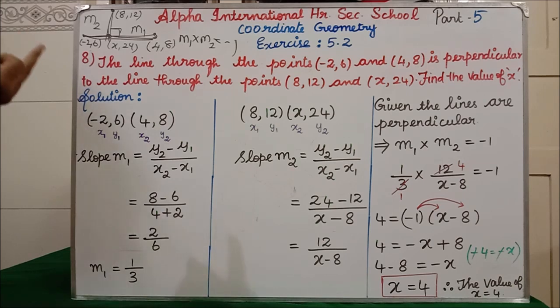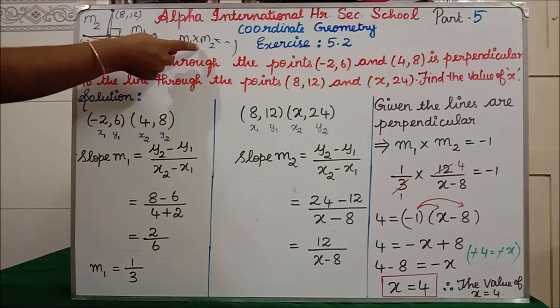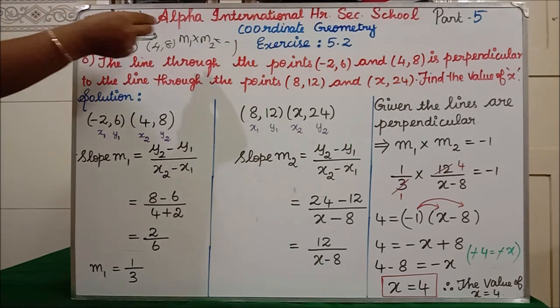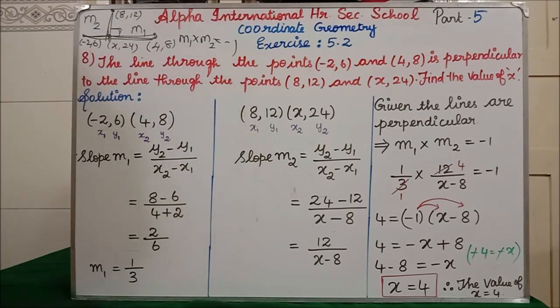Okay. Now given the lines, these two lines are what? Perpendicular, they are given. So m1 into m2 is equal to -1 we are going to write. What value I got for m1? Substitute. What value I got for m2? You substitute. And we have to find the value of x. Clear students? Shall we start the solution now?